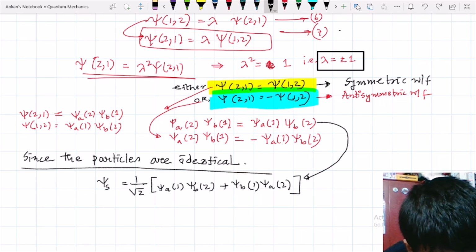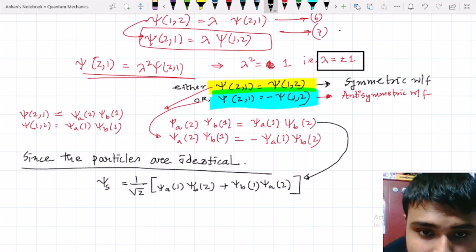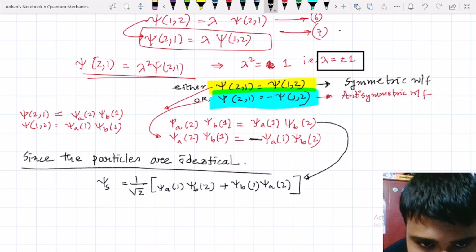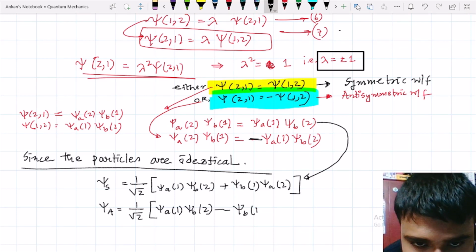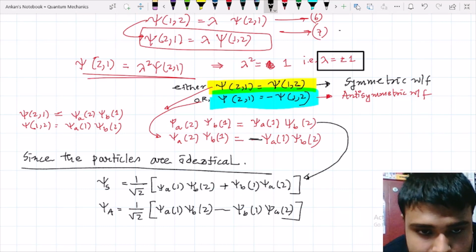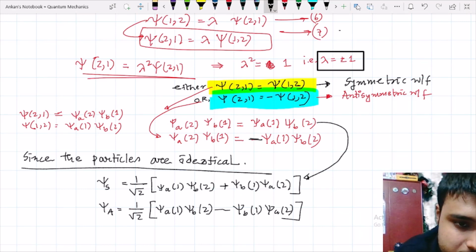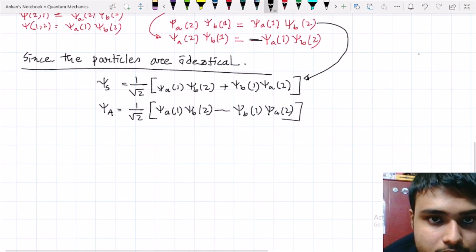Similarly, for the antisymmetric case there is equal probability also, but here the negative sign appears, so we can write psi a is 1 by root 2 times psi a1 psi b2 minus psi b1 psi a2. This is known as the antisymmetric wave function. Now these two have great physical significance. Let us explain one by one.